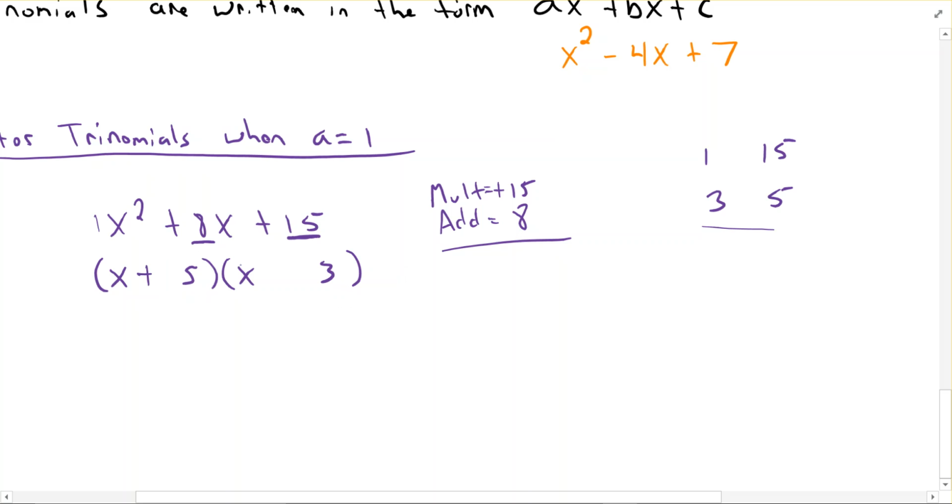Is it going to be like plus and minus or anything like that? Well, this one's pretty straightforward because they're both plus signs, right? So they're both going to be plus. So now I can see positive 5 and 3. Yeah, that gives me positive 15. Positive 5 and positive 3 add to positive 8. So we're good there. And then that'd be it. So that's how we factored that one.